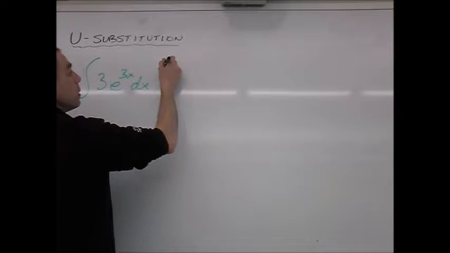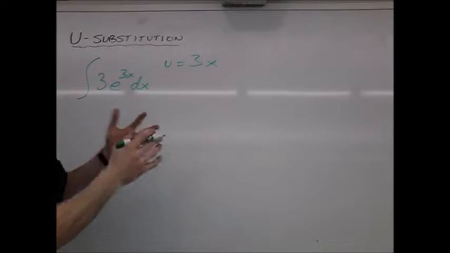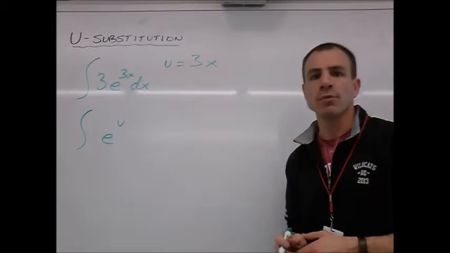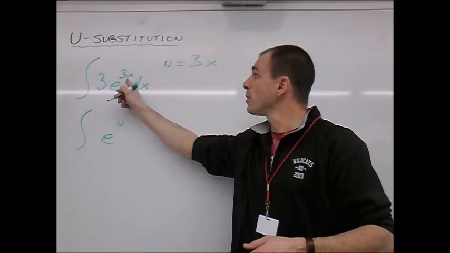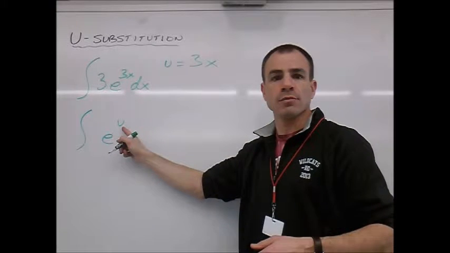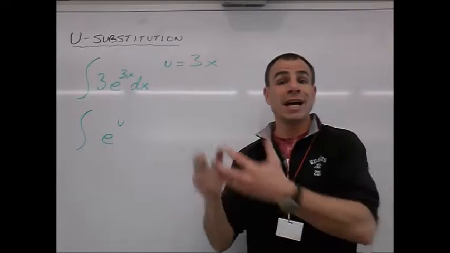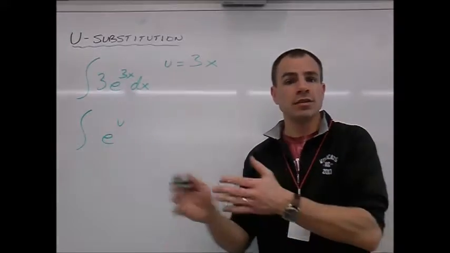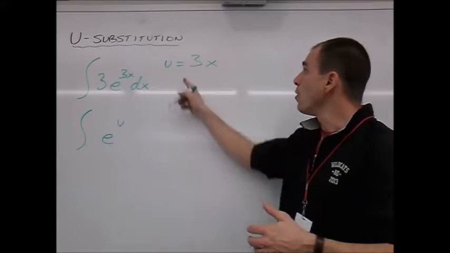All right, so here we go. u is equal to 3x. Okay, and what does that allow us to do? Well, it allows us down here to have e to the u by substitution, because u is 3x. 3x was in the exponent, so now u is in the exponent. But again, like I mentioned in the previous video, we need a du down here. We can't have dx down here because the x's and the u's don't work together. Okay, so what do we do?